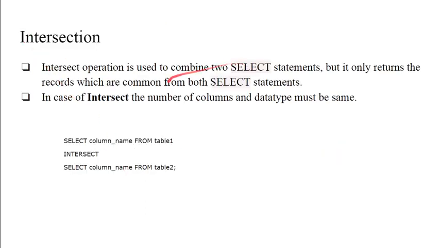Next is intersection. The intersection operation is used to combine two select statements, but it only returns the records which are common to both select statements. In the case of intersection, the number of columns and data types must be the same. The syntax is: select column name from table 1 intersect select column name from table 2.